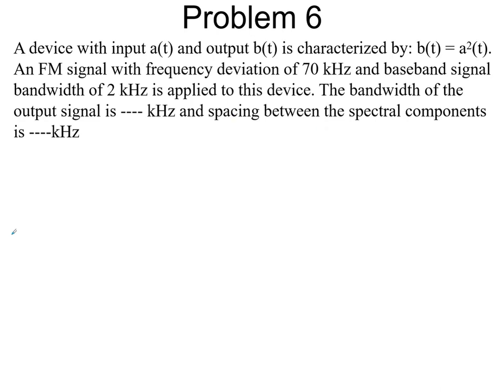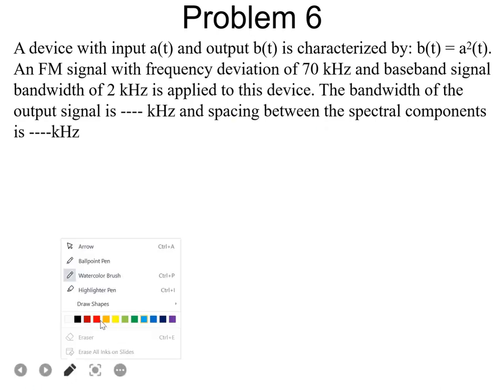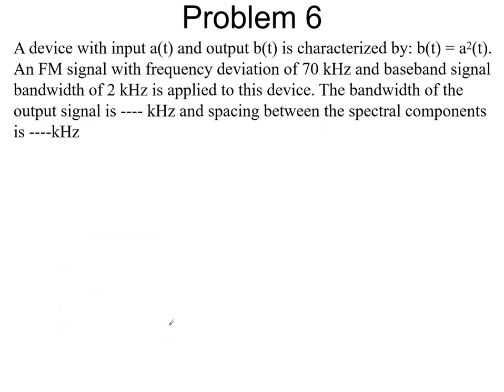Now going to the next one, problem 6 here. Let us try to quickly solve this. A device with an input A(t) and output B(t) is characterized by B(t) is A square of t. Means here you have been given B(t) is A square of t. Then FM signal with a frequency deviation. For this signal, A of t is an FM signal. Means you may be mentioning it like this: A of t is an FM signal.